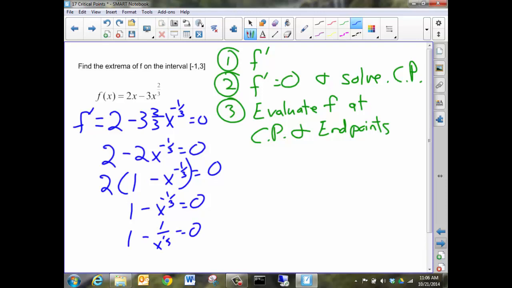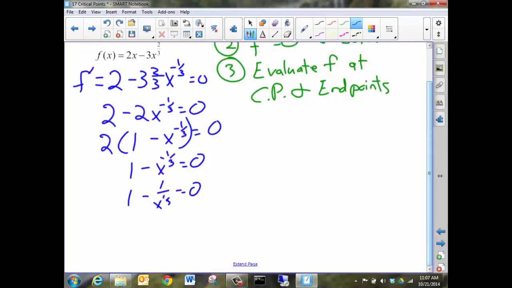What are you going to do now? Move the 1 over there. Or you just add the 1 over. Let's say we've got 1 leave the 1 over here on the left, and 1 over x to the 1/3 over here. What can we do now?